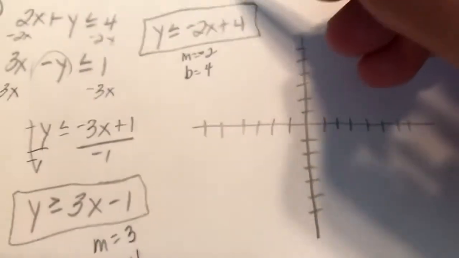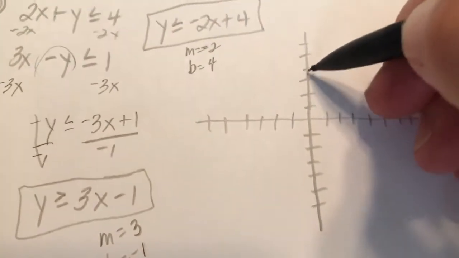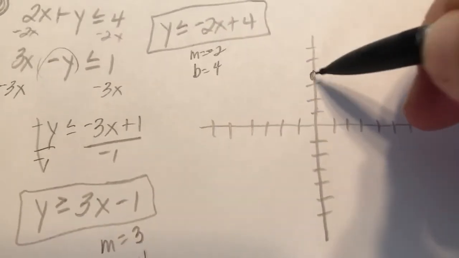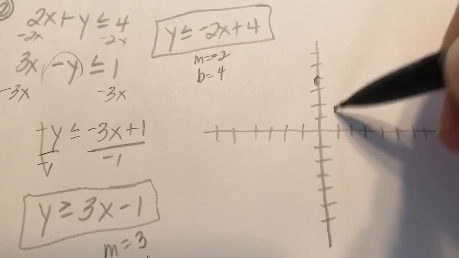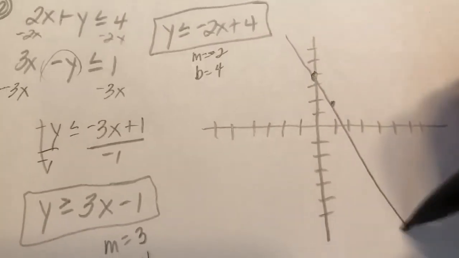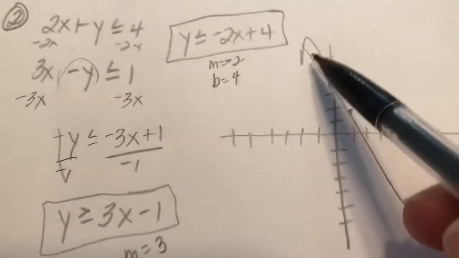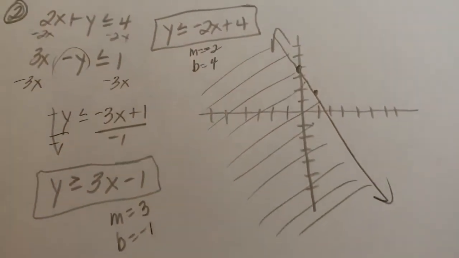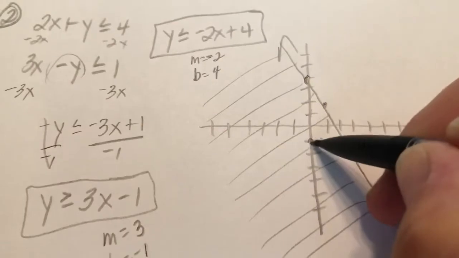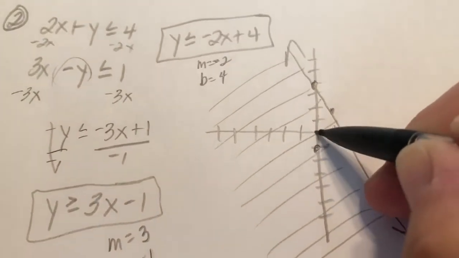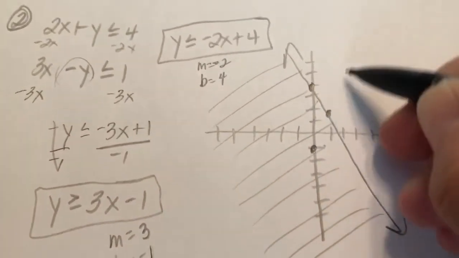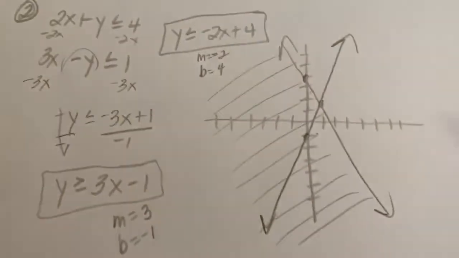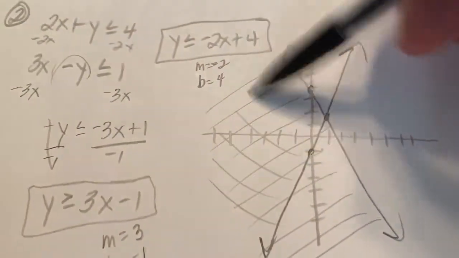All right, so for this first one, I'm going to start at 4. And it's a negative 2, so we go down 2, to the right 1. Solid line and shade below. For the other one, we start at negative 1, go up 3, to the right 1, solid line, and shade above.